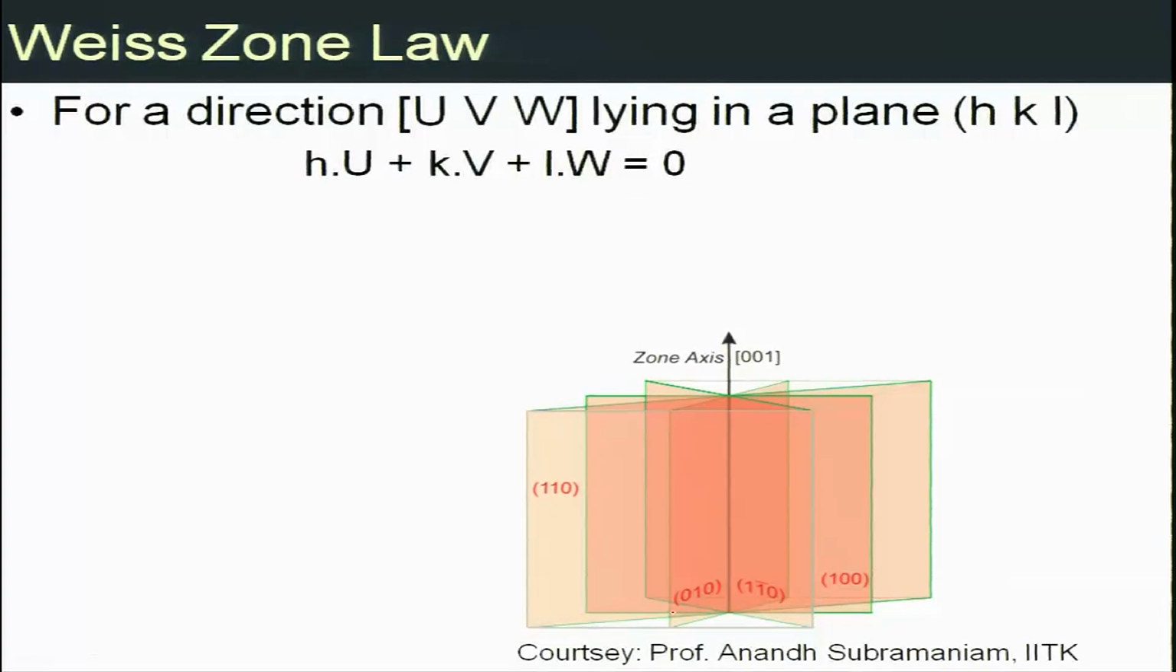The Weiss zone law is a very useful law, especially for plastic deformation, or any phenomena that happens within the crystallographic planes where you need to know the anisotropy in the phenomena, and you need to find out which direction lies common to certain planes.